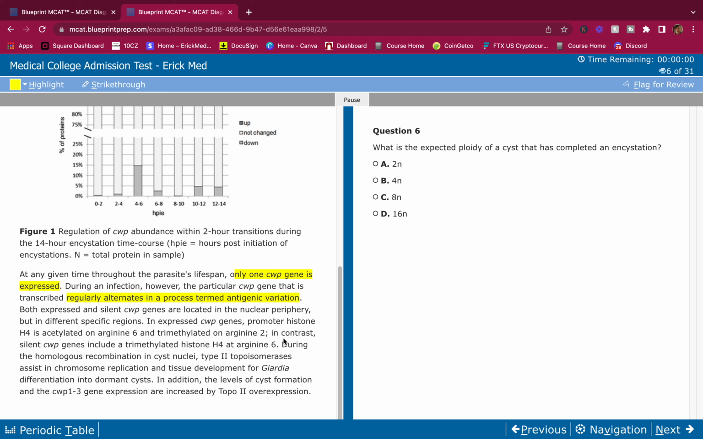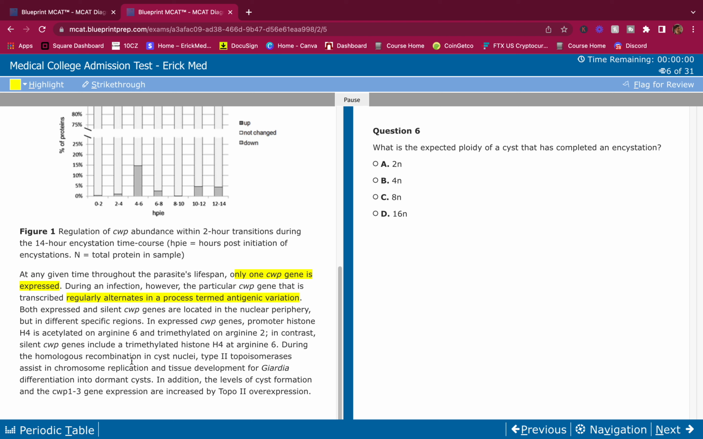All right. So if I was reading it, I'd be like, in expressed CWP genes, promoter histone H4 is acetylated arginine 6 and trimethylated arginine 2. And in contrast, silent CWP genes include a trimethylated histone H4 at arginine 6. All right, that's how I'd read. I'd read a little quicker this. I don't want to waste my time on it.